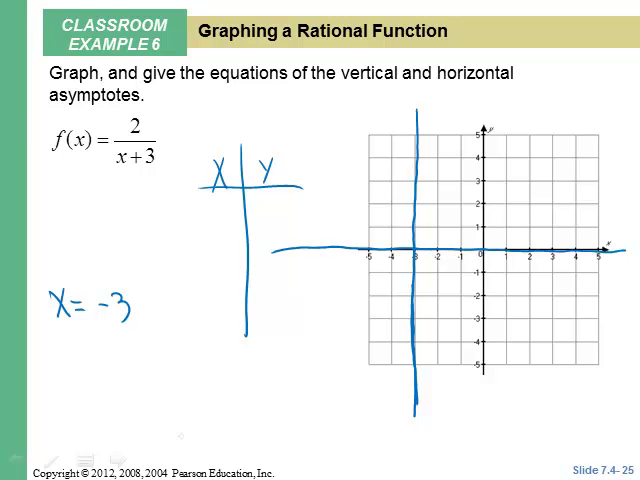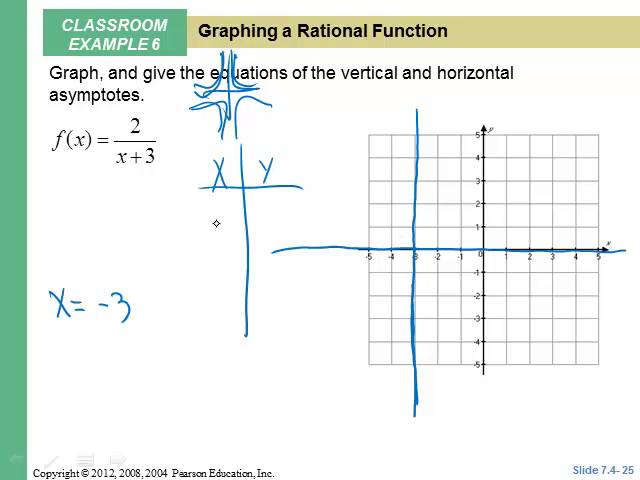So basically, the only thing we have to figure out is, is our graph going to be like this and like this, or like this and this? Because you always switch sides after the asymptote. Probably the easiest thing to do would be to see what happens here at negative 4.